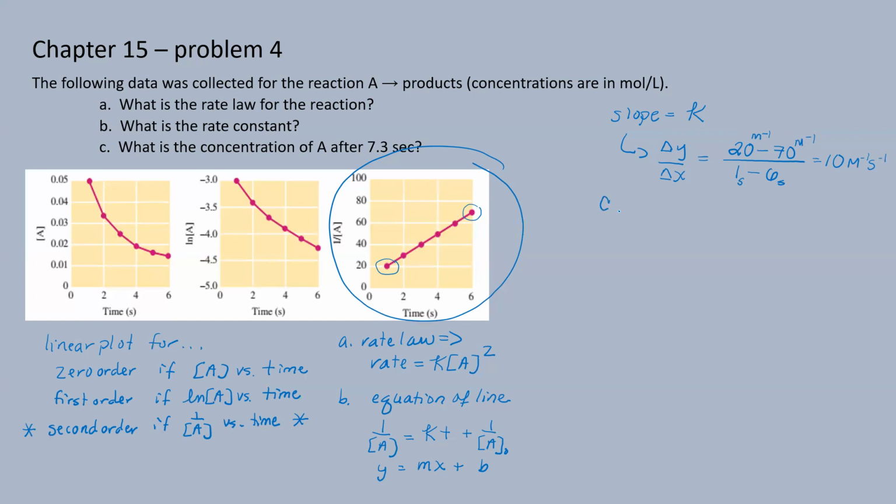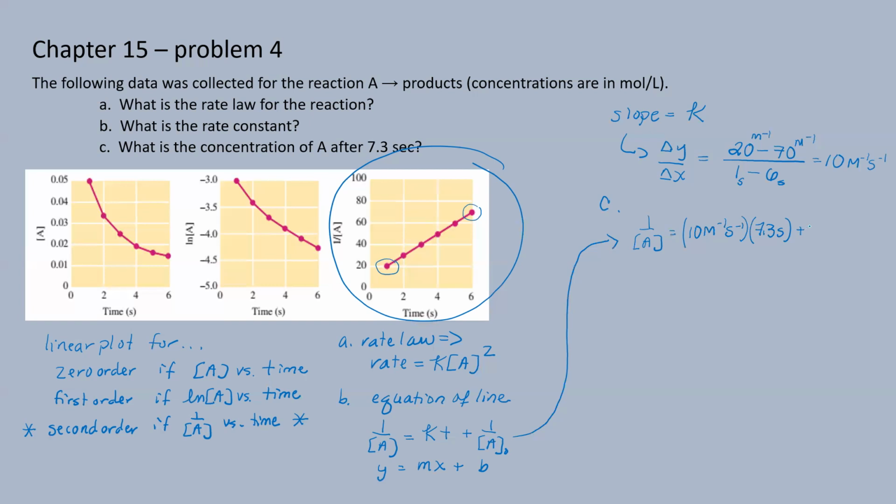Part C, what is the concentration of A after 7.3 seconds? So I'm going to use the equation of the line again. So I'm going to use this equation here. So we're looking for the concentration of A. I know the slope. I just calculated it. And they're telling us the time is 7.3 seconds.